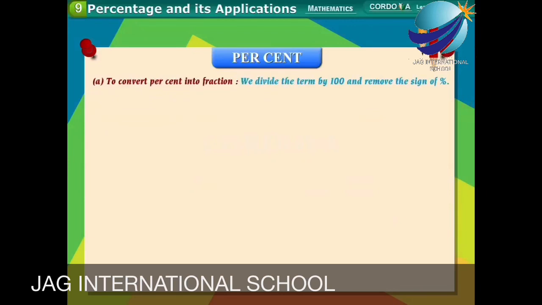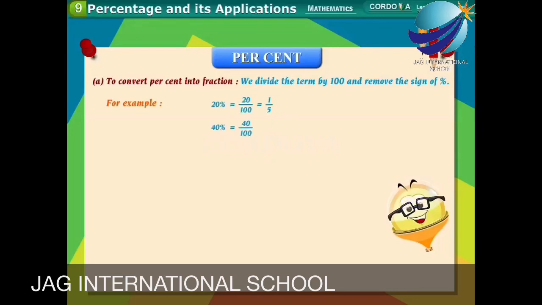To convert percent into fraction, we divide the term by 100 and remove the sign of percentage. For example, 20% is equal to 20 upon 100, which is equal to 1 upon 5. 40% is equal to 40 upon 100, which is equal to 2 upon 5. 70% is equal to 70 upon 100, which is equal to 7 upon 10.